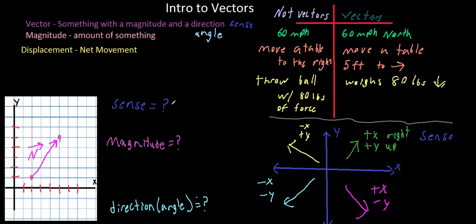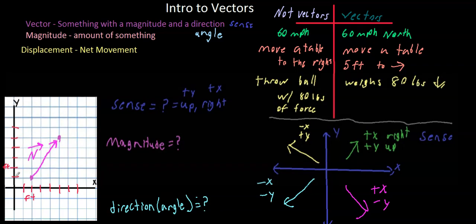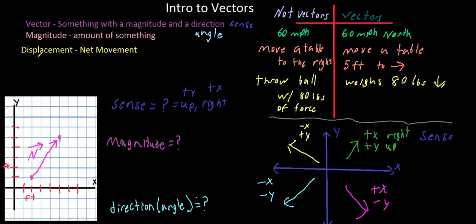Well, hopefully its sense is too easy and too obvious. It should be incredibly easy. It's going up and to the right. And of course, up and to the right are just two fancy words for positive y and positive x. The next question asks, what is its magnitude? Let's go ahead and name these ticks. Let's say each one is a foot. So it's 1 foot, 2 feet, 3 feet. In this case, this vector is a displacement. It's moving a certain amount of feet, and our job is to find out how much.